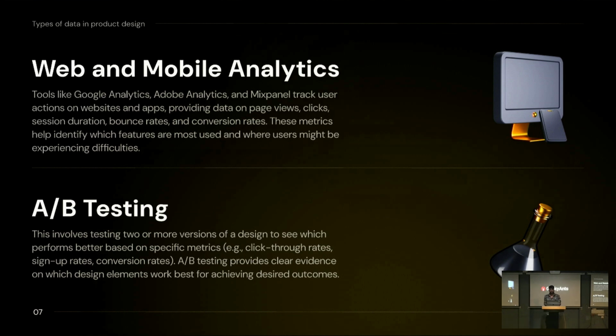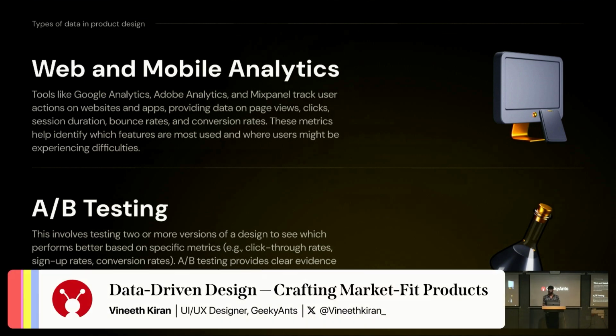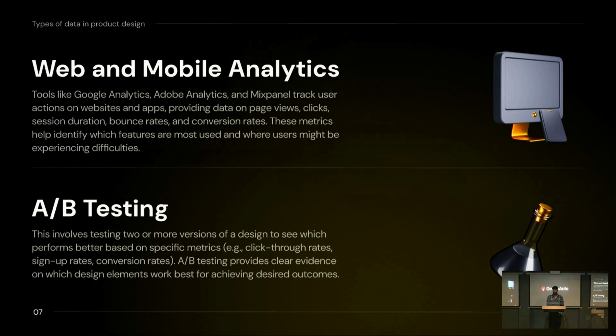Okay, next we have A/B testing. How A/B testing works is you have two sets of designs, design A and design B, for a particular feature. You compare design A and B, and then you take a decision if design A is working better or design B is working better.